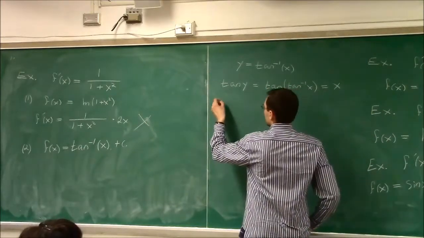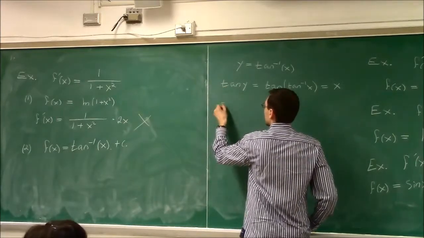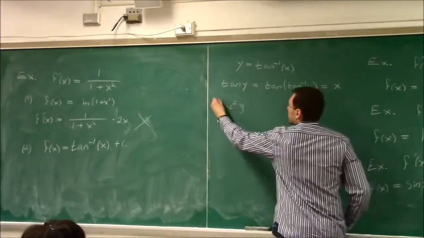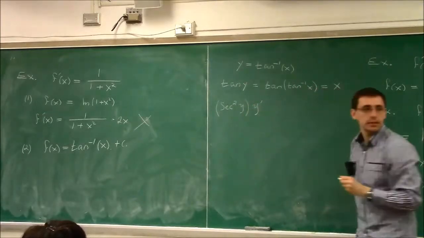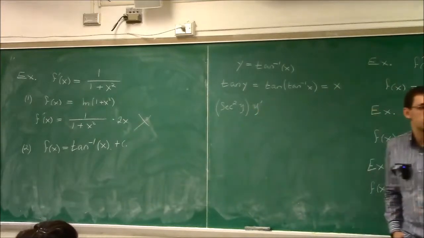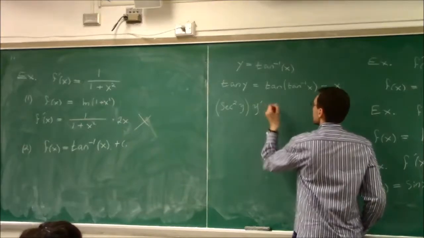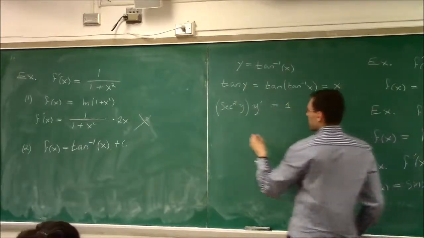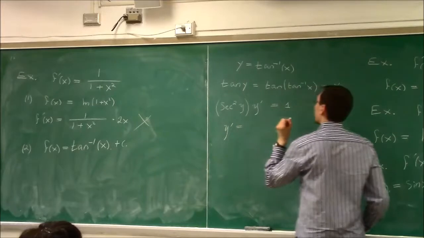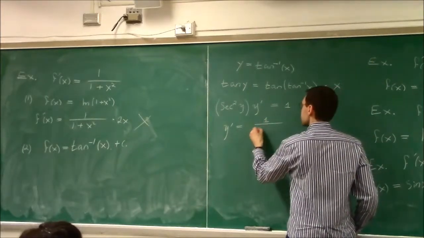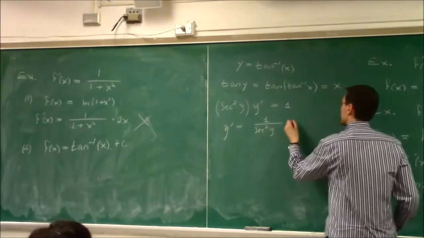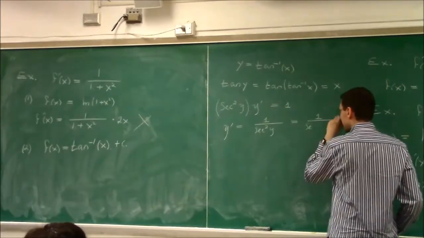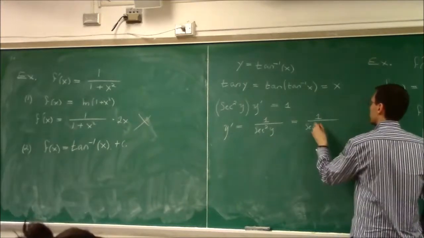So implicit differentiation tells me that if I take the derivative here, I get the derivative of the outer function, the derivative of tangent, which is secant squared y, times the derivative of the inner function, y prime. I'm actually only interested in y prime. It's just my way of getting there. And then 1 is the derivative of x. So y prime is equal to 1 over secant squared y.